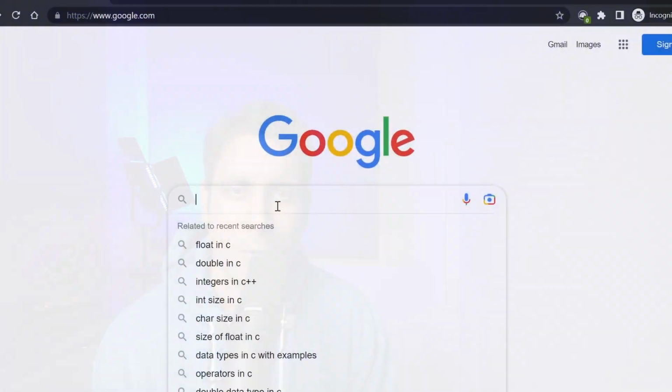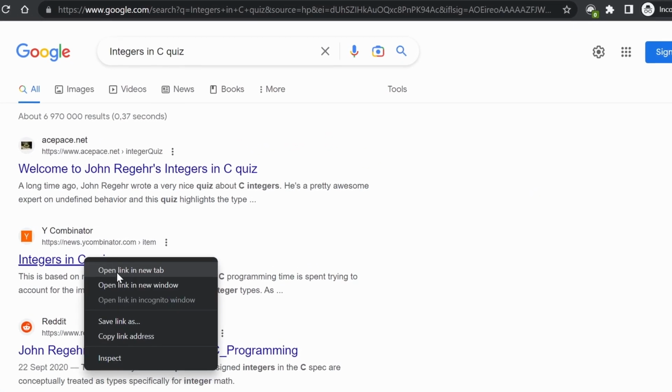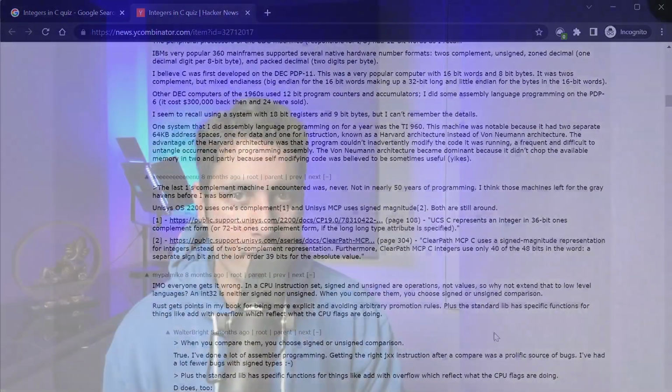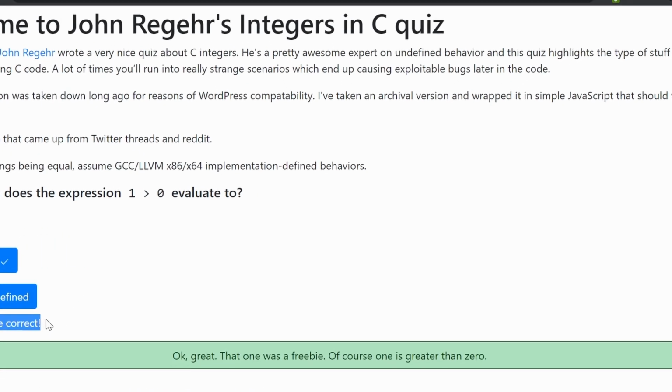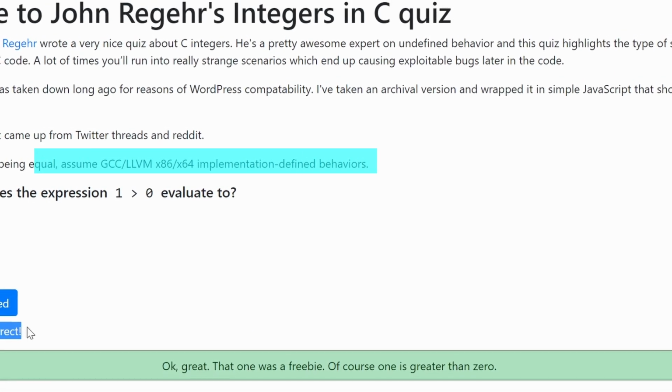If you go back to the Google search I showed you earlier, we did find an interesting discussion online about the quiz. I would highly recommend you to read it after going through the quiz. Links are in the description. And thanks to the author John Regehr, who had originally written the quiz, this quiz does take certain assumptions about environments and it does list them, but few of the things it assumes but doesn't list. And some of the questions have wrong answers, but nonetheless, it's a good resource for learning integer handling in C.